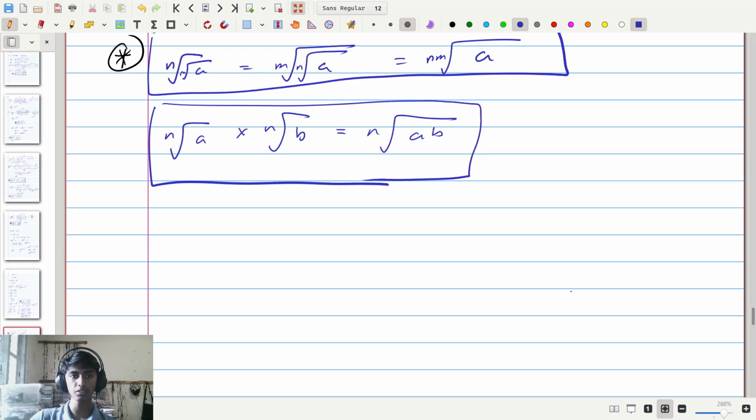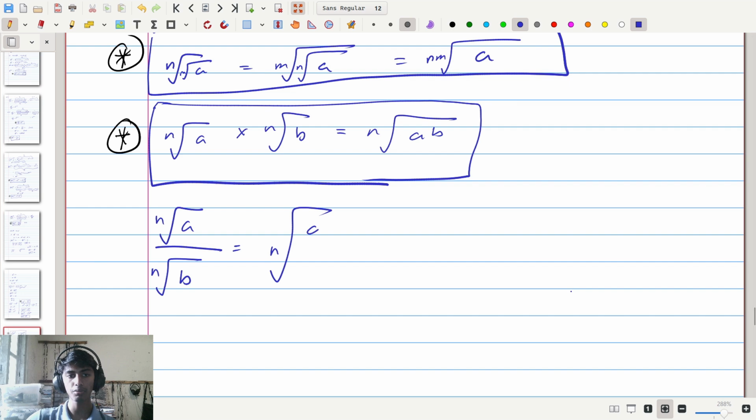Similar to our indexes, when we have the rational indexes and roots, we still have the same index rules applying. So there. Similarly, if we have the nth root of a divided by the nth root of b, this is equal to the nth root of a divided by b. This is the exact same as a to the m divided by b to the m being equal to a divided by b whole thing to the power of m. Same exact thing, it's just expressed in different format.